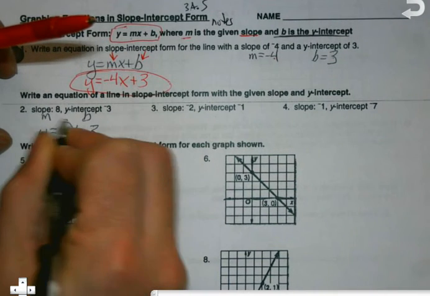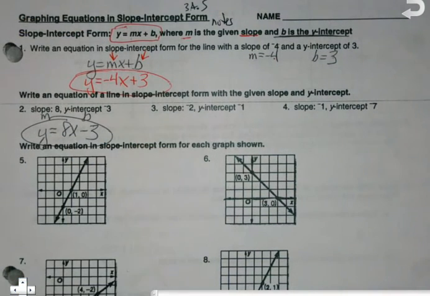Now, some of you may say, could I put y equals 8x plus -2? Yes, you could. The only reason I usually would avoid that is when you go to graph, sometimes you look at that and you're like, well, wait a minute. It's plus and minus, so which way do I go? So I prefer that you just put it as -3. But again, it's one of those things that if you go ahead and put it that way, you can.